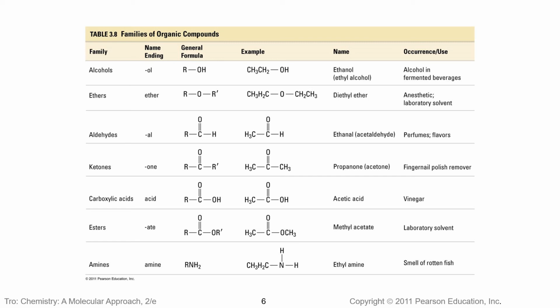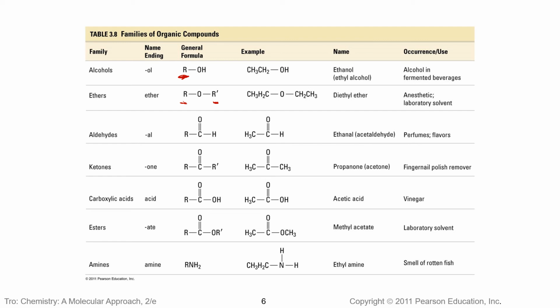Ethers are another, and now we have the oxygen between 2 carbons. So the R in our formulas are representing carbon chains. The R prime means that it may be different from the R. Ethers are used for anesthetic. They're also quite useful as laboratory solvents.